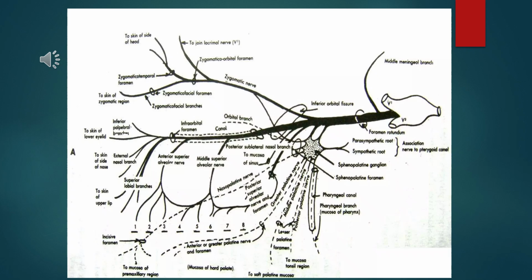Now, after giving the zygomatic branches, the maxillary division gives the pterygopalatine nerves. These are two short nerve trunks which unite at the pterygopalatine ganglion.